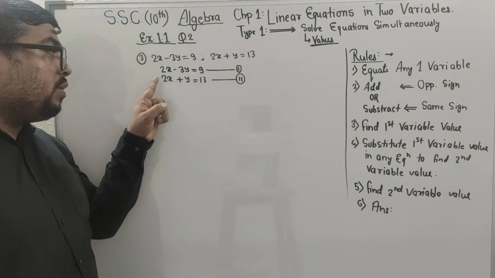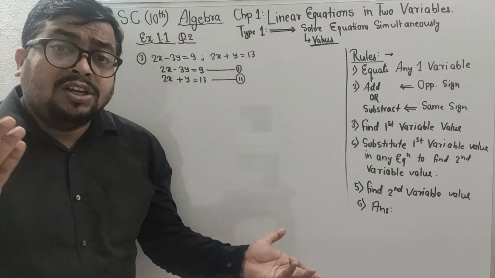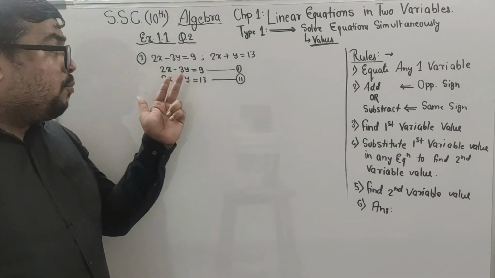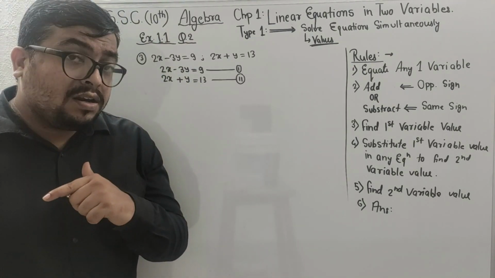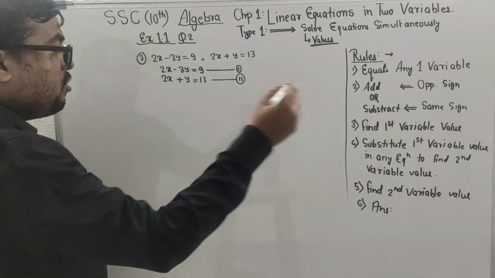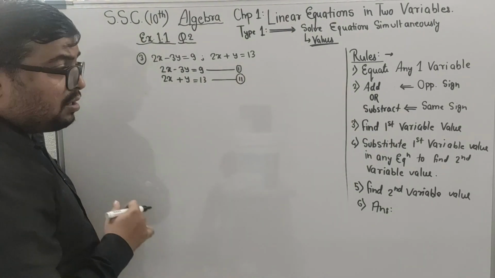Already you have 2x and 2x. That means आपको already equated करके दिया है, similar to question number 1. So now you have to directly go to step number 2. You have to add or subtract.